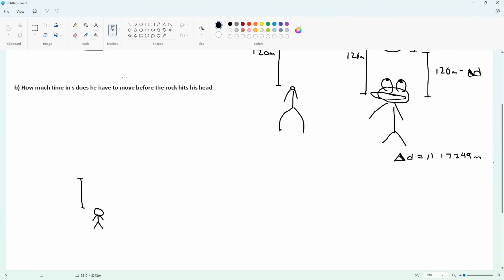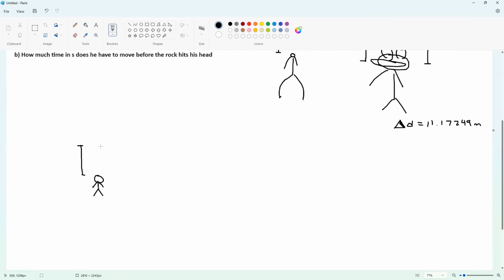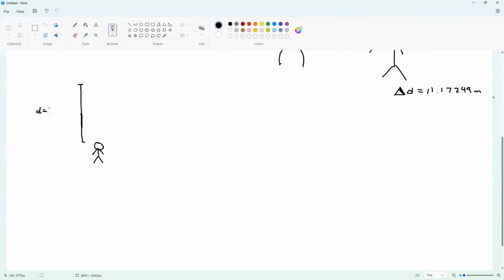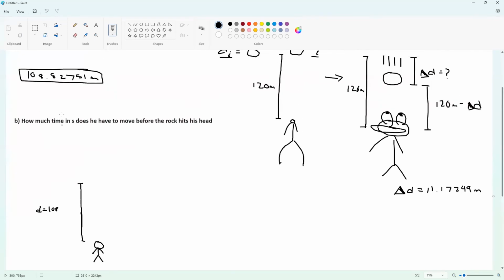Okay. So now, how much time in seconds does he have before the rock hits his head? We have this distance now, which is going to be the distance above his head that the rock is. It's going to be this value right here. I'm just going to steal this.